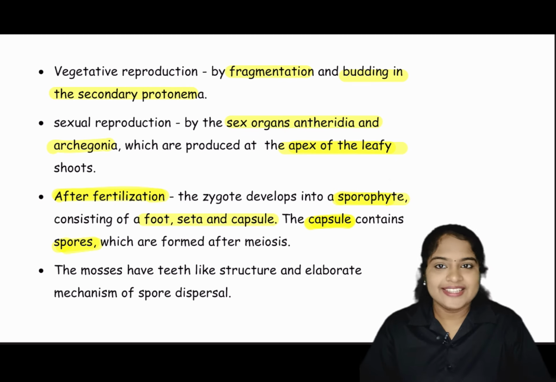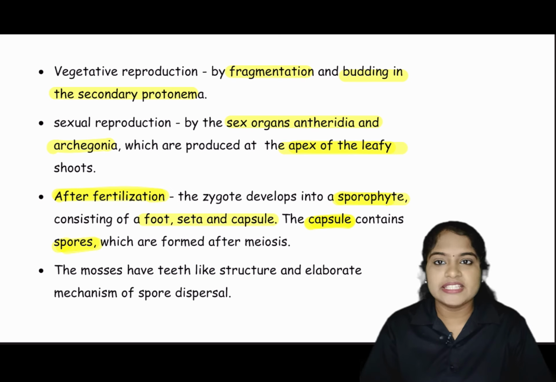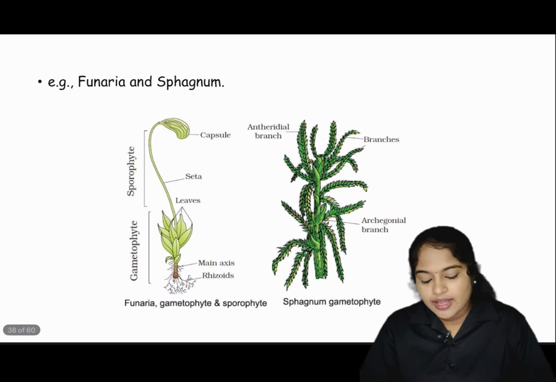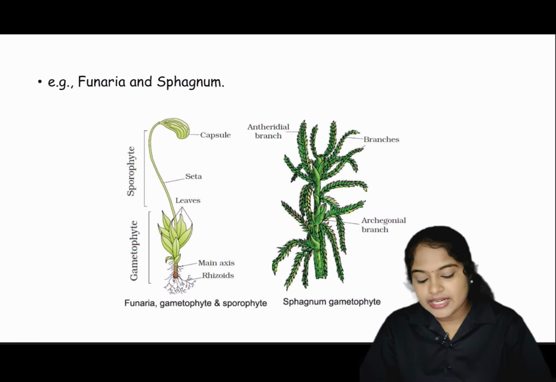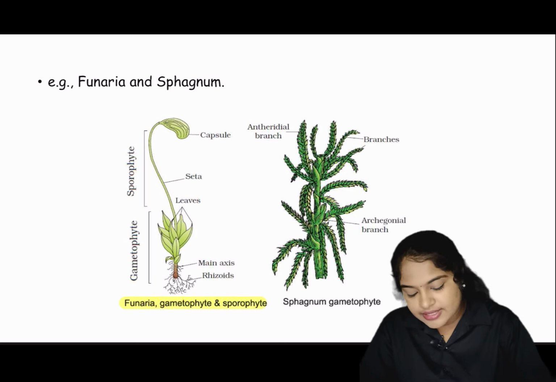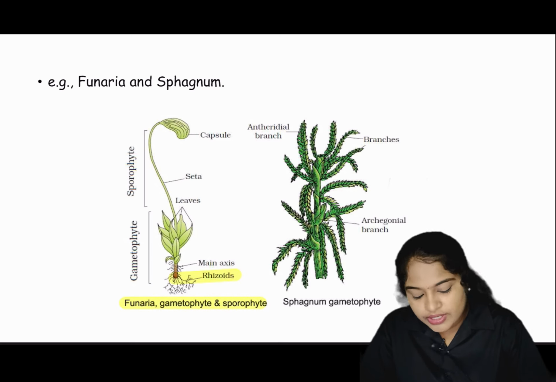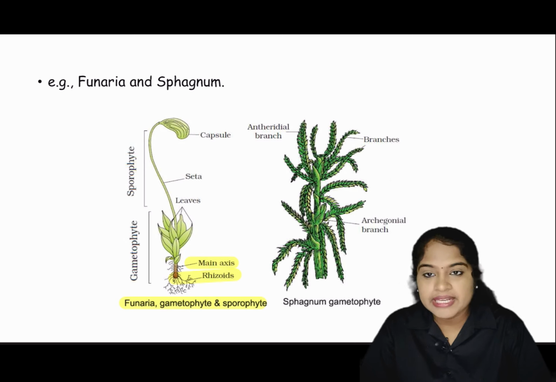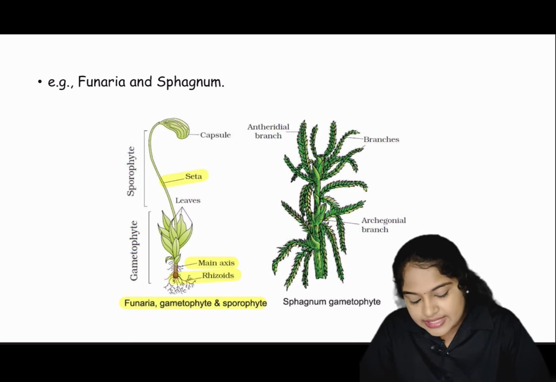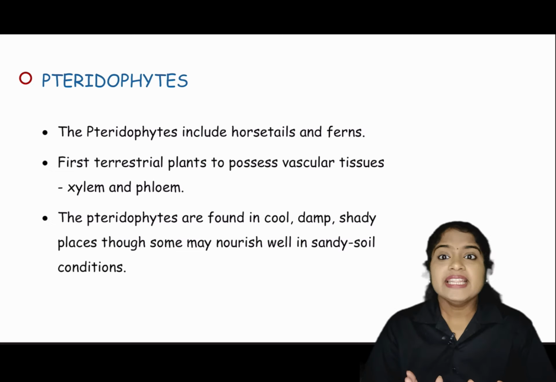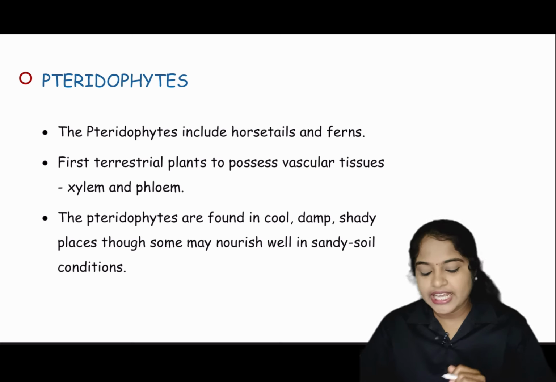These mosses have a teeth-like structure and an elaborate mechanism for their spore dispersal. Now you can see the examples, that is Funaria and Sphagnum. This is the Funaria and you can see the structure here. You can see the rhizoids are present, then after that the main axis is there, the seta is there, the capsule is there.